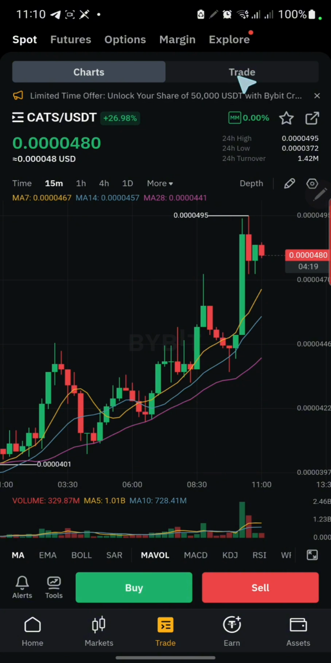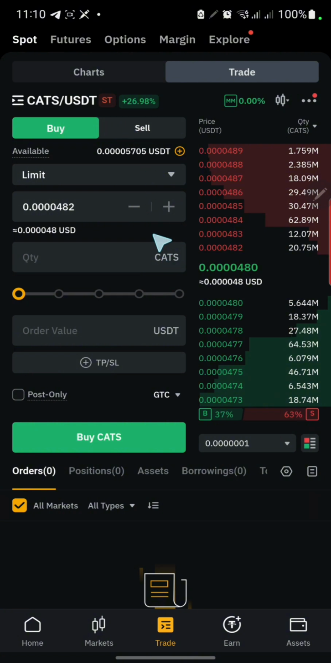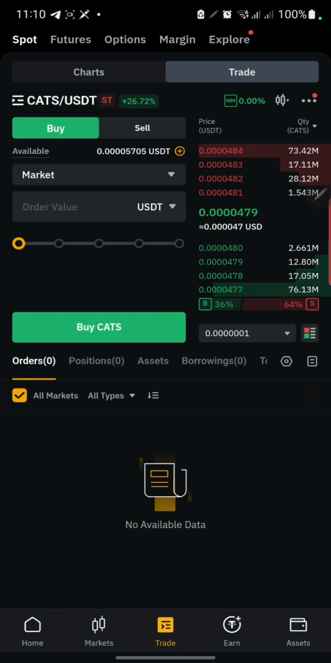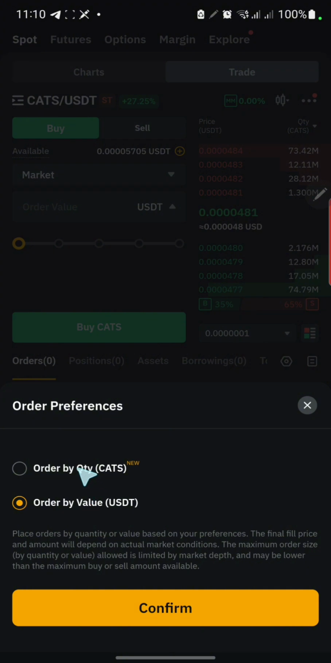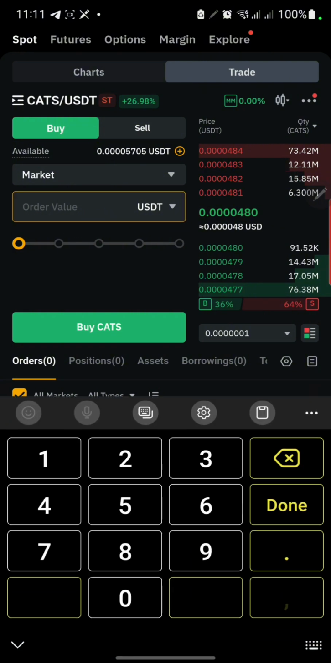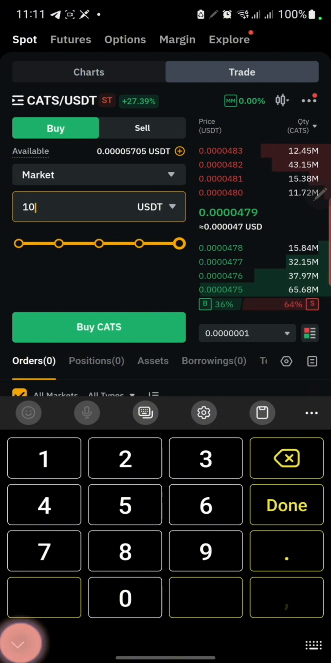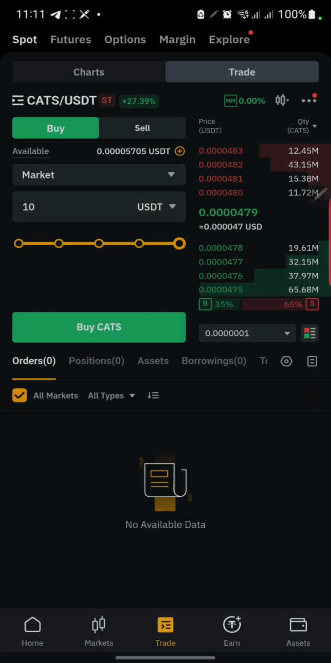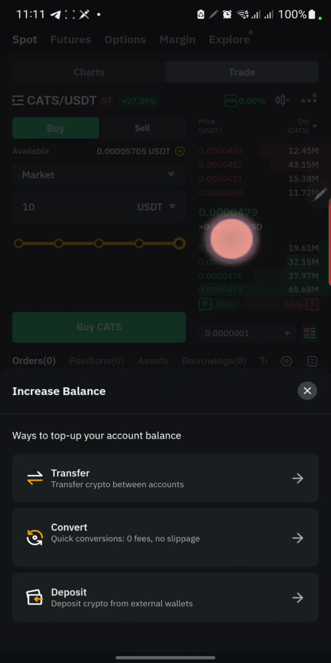Now I'm going to give you an example. This is the trade here. I'm going to buy some amount of CAT. Now this is the limit part here, and I'm going to quickly change this into market. So if you click on it, this is the market part here. You can click here to change. You can change CAT, change in USDT, but currently I'm going to use USDT. Let's say I'm buying $10 worth of CAT. So if you click on buy now, immediately it's going to buy at that market price.